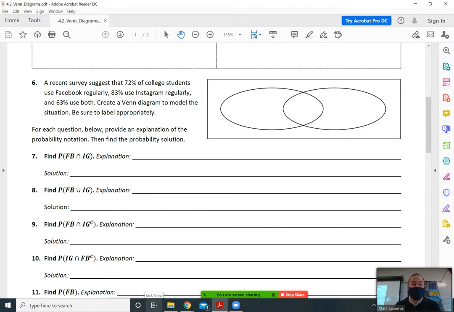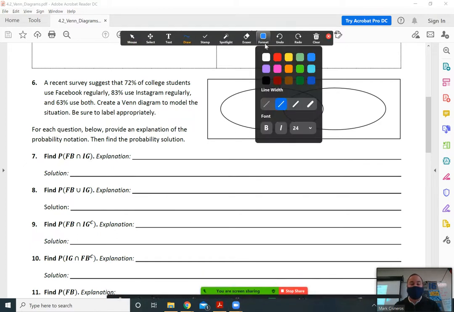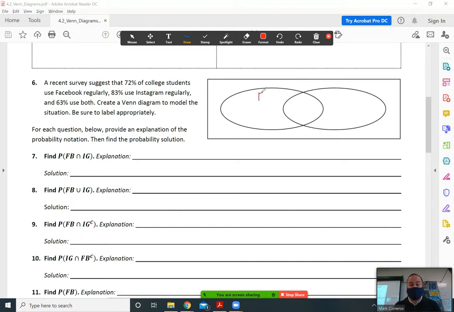83% use Instagram, and 63% use both. First and foremost, let's label this Venn diagram. One of these should be Facebook. I'm just going to put FB. One of them should be Instagram.